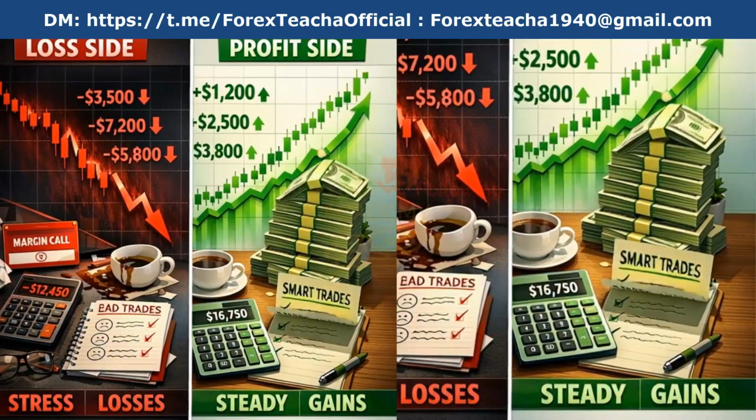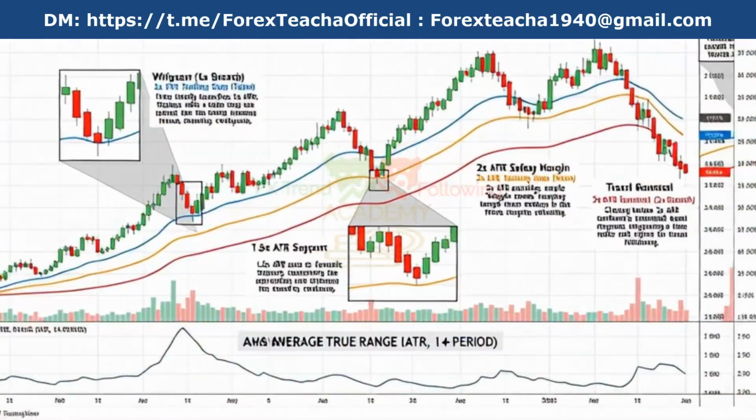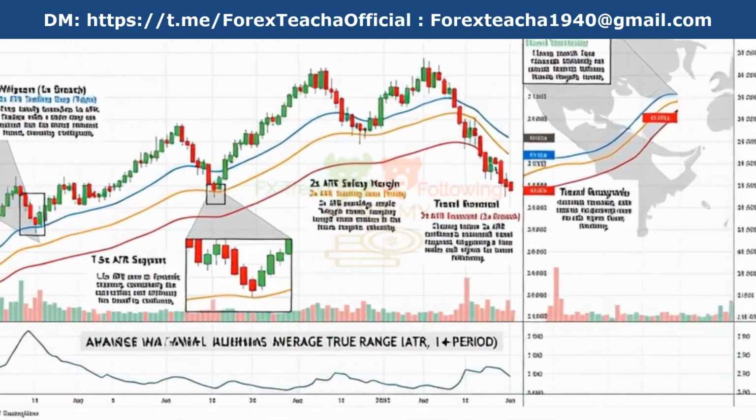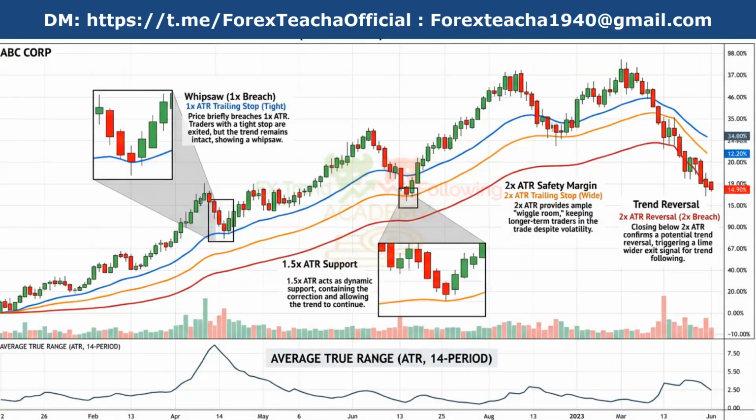So another powerful tip, use ATR multiples for better stops. If you want a tighter stop, you use 1x the ATR value that you get. My favorite is actually the balanced one, which is 1.5x of the ATR. If you want to be safer, you use 2x of the ATR, right? This helps you avoid stop hunts and noise in the market.